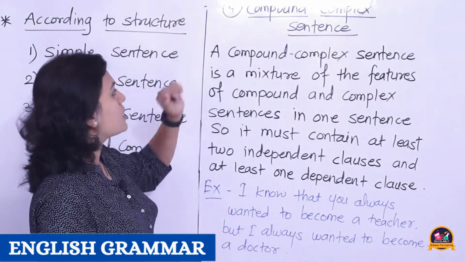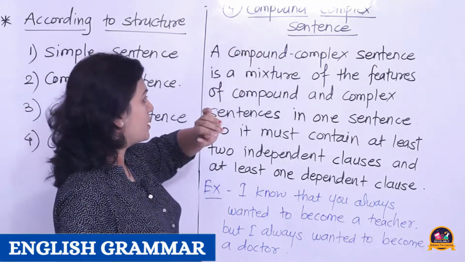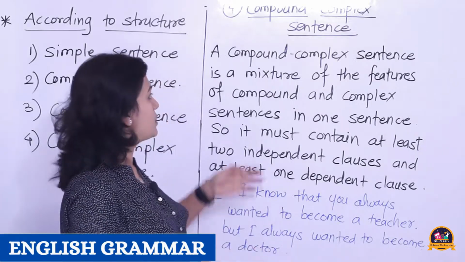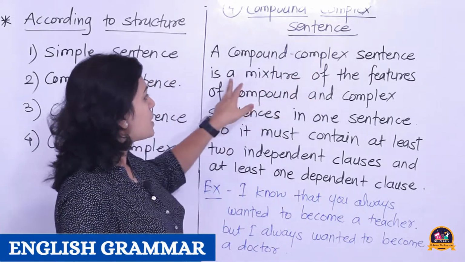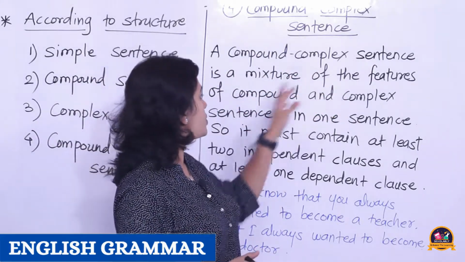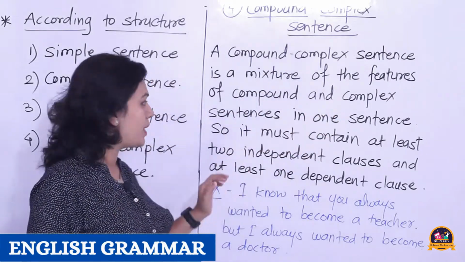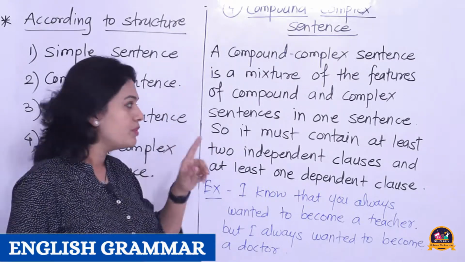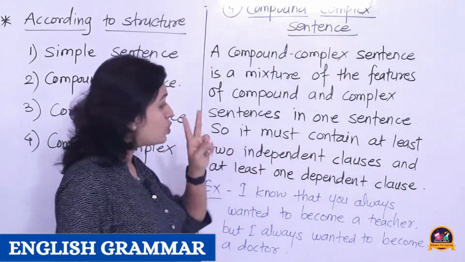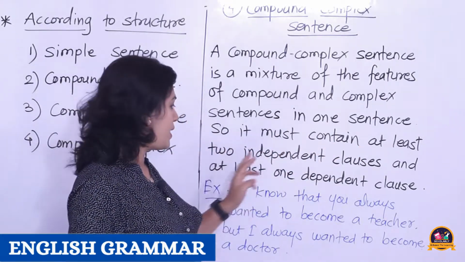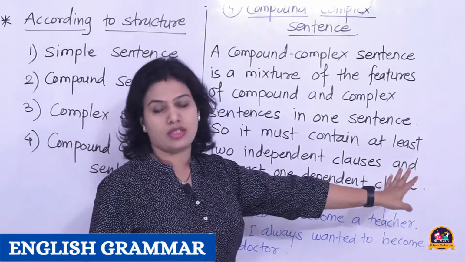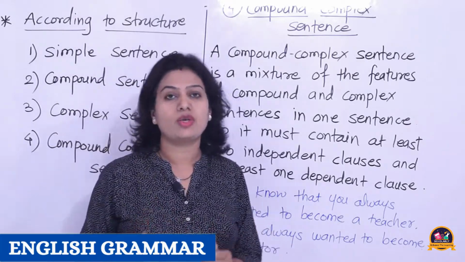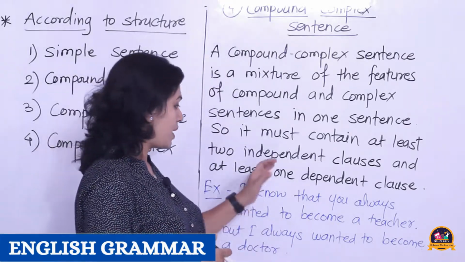Friends, the last type is compound complex sentence. Here is a compound sentence as well as a complex sentence. A compound complex sentence is a mixture of the features of compound and complex sentences in one sentence. So it must contain at least two independent clauses and at least one dependent clause. Both the features of a compound sentence and a complex sentence are seen in their examples.